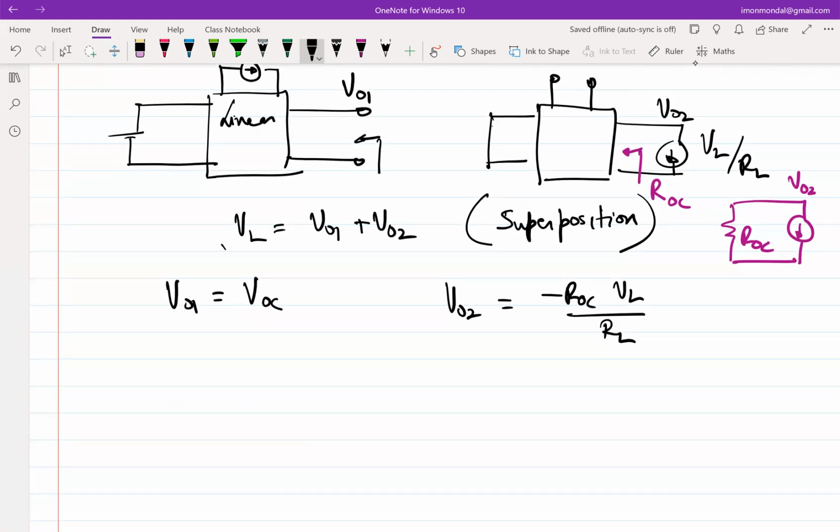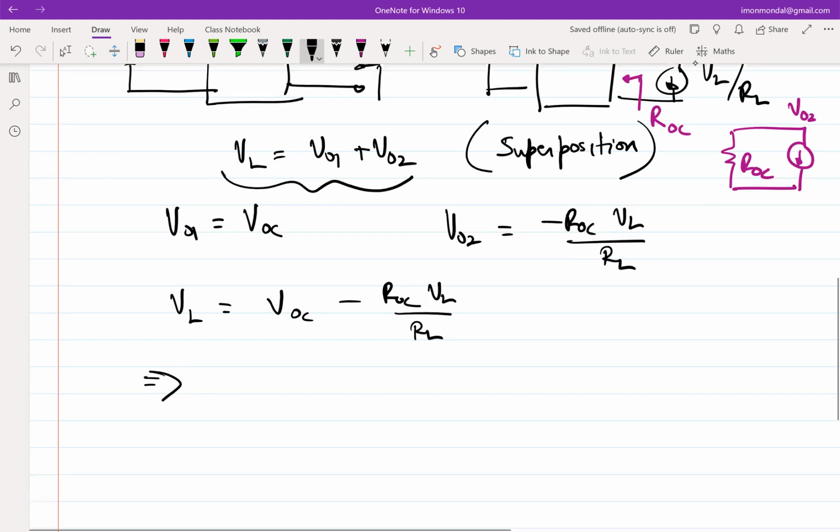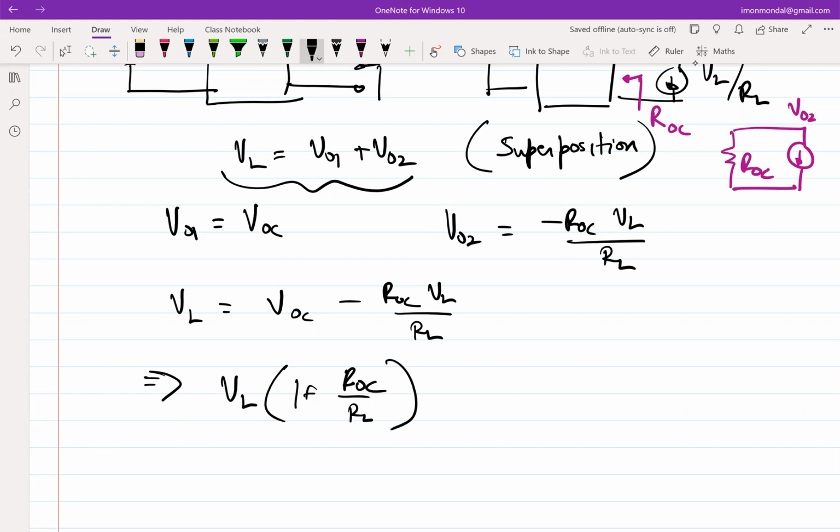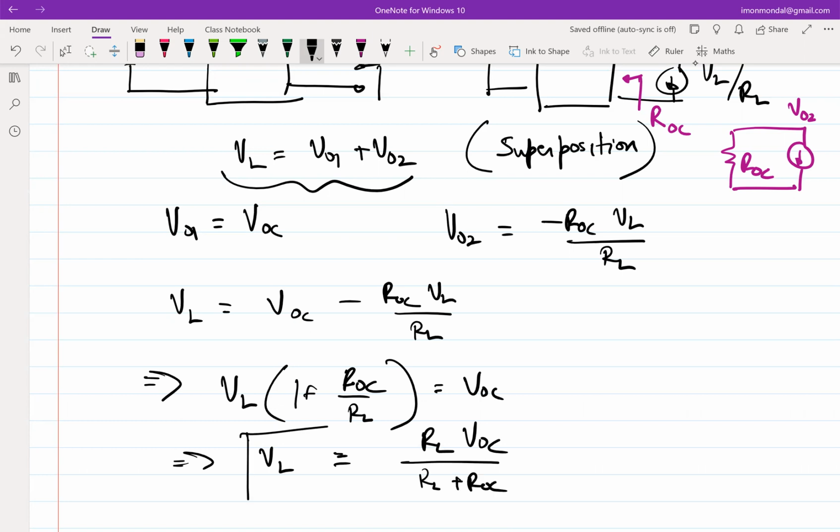So by definition of superposition, your VL becomes VOC minus ROC times VL by RL, which means, so this is what Thevenin's theorem is.